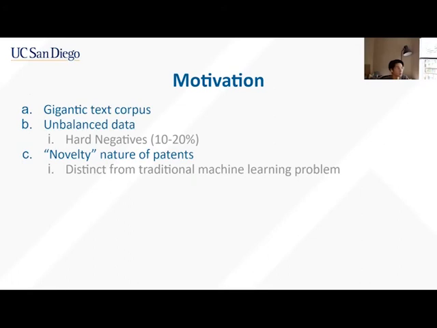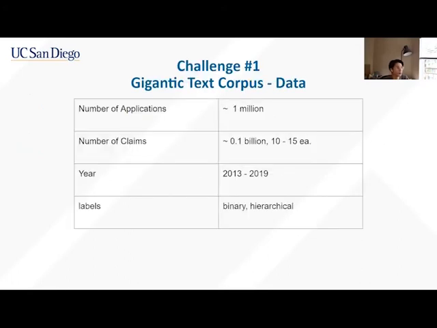Next slide, please. In total, there are around 0.1 billion claims and 1 million applications. So our dataset contains the USPTO applications spanning all the way from 2013 to 2019. In our tasks, we have two sets of labels, 101 and 102. Both of them are binary values, either 1 or 0. 101 is our abstract level target, meaning if the abstract is accepted or not. And 102 is our claim level target, meaning if the claim is accepted or not.